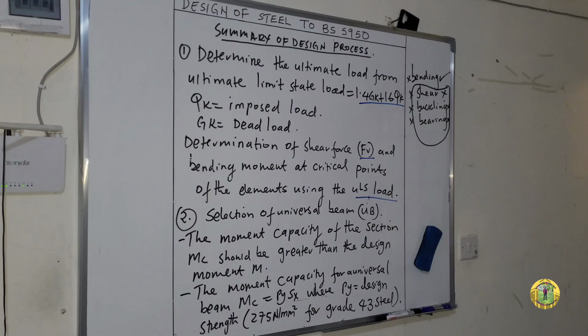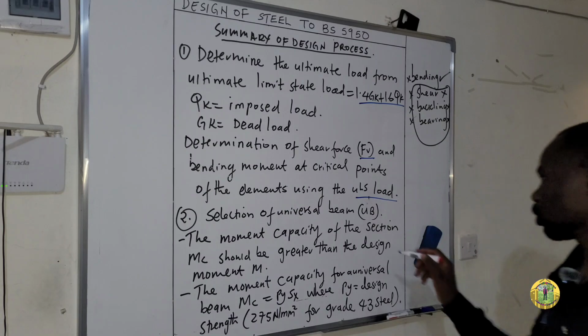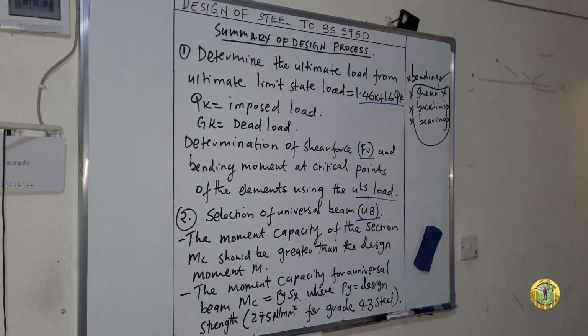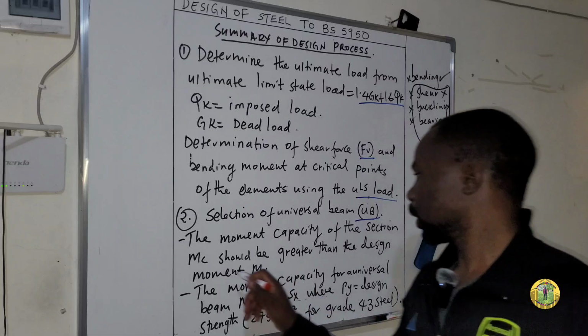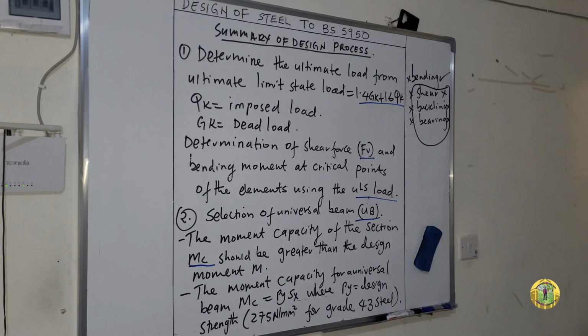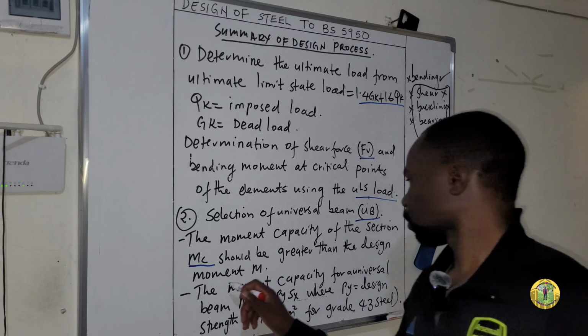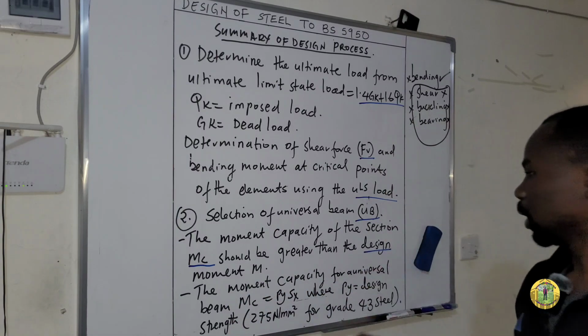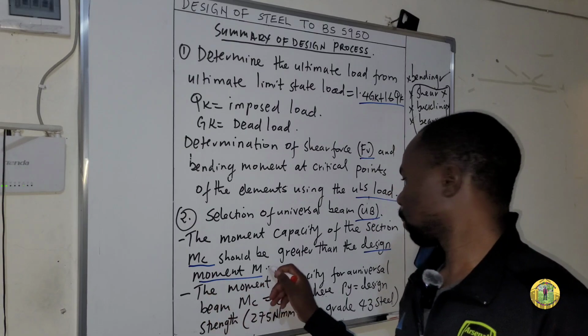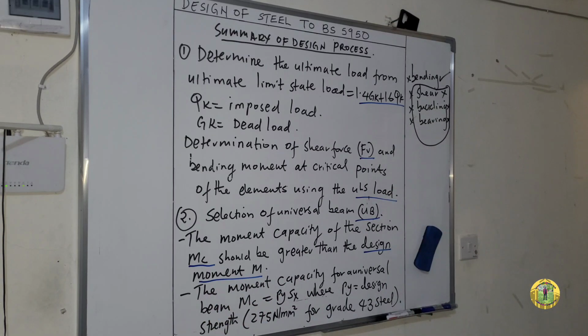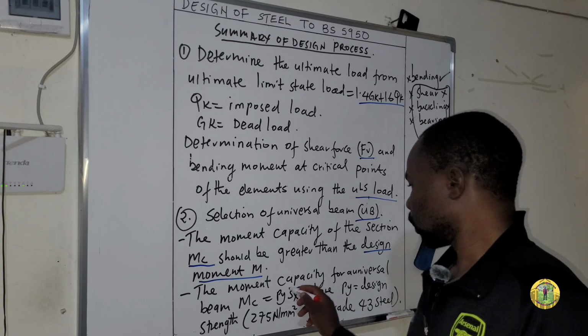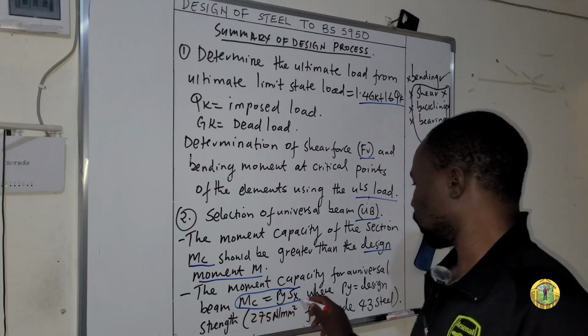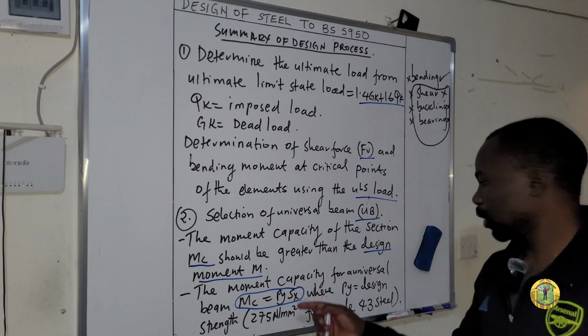Then number 2, selection of universal beam, which is UB, and the moment capacity of the section MC should be greater than the design moment M. The moment capacity for the universal beam MC is given by this formula.